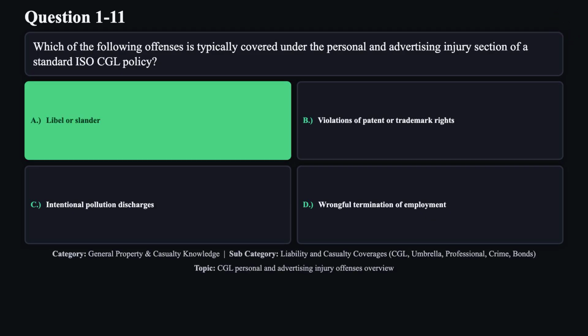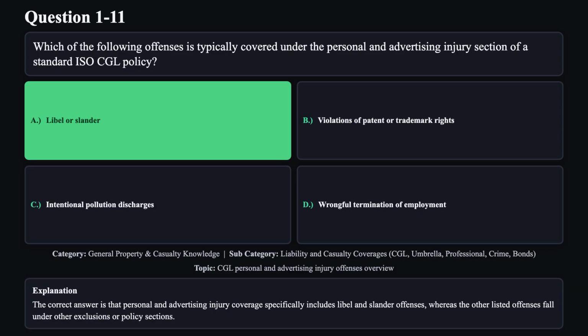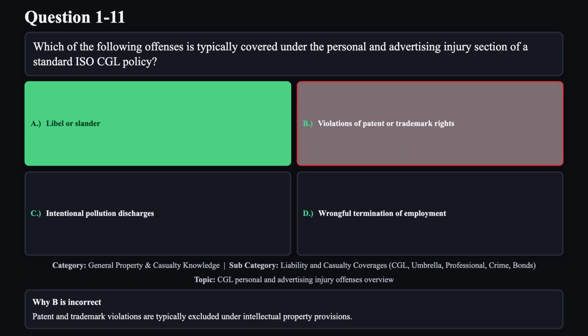The correct answer is A. The correct answer is that personal and advertising injury coverage specifically includes libel and slander offenses, whereas the other listed offenses fall under other exclusions or policy sections. Reason B is not correct. Patent and trademark violations are typically excluded under intellectual property provisions.